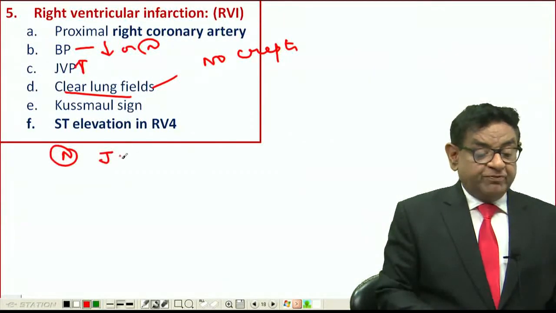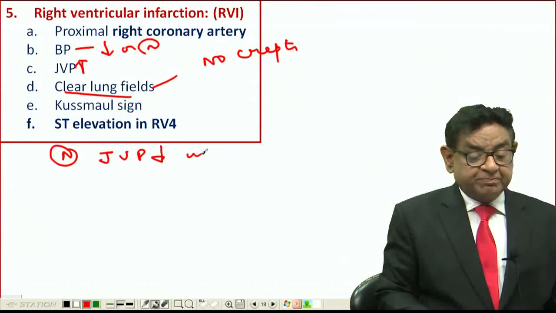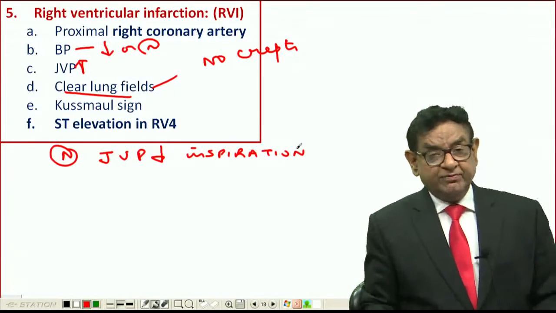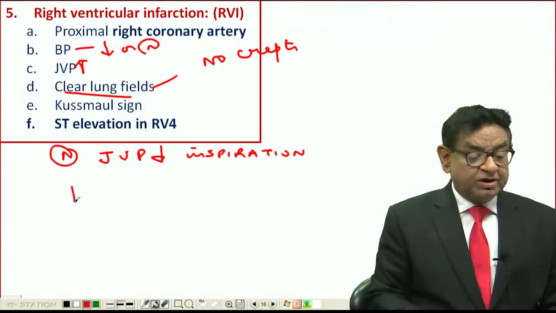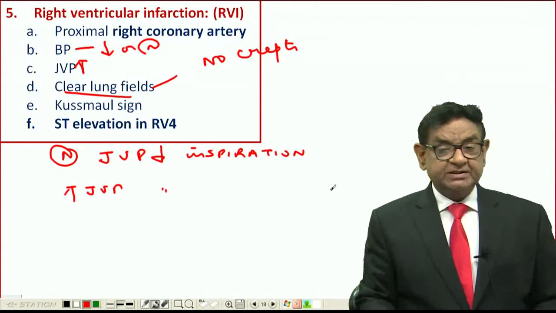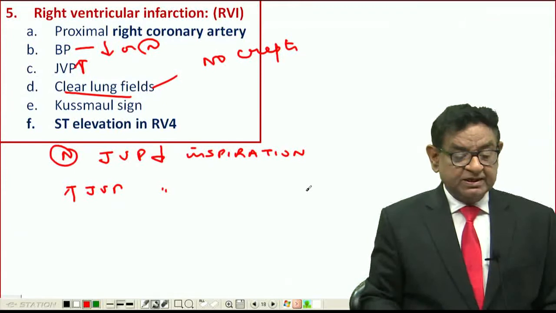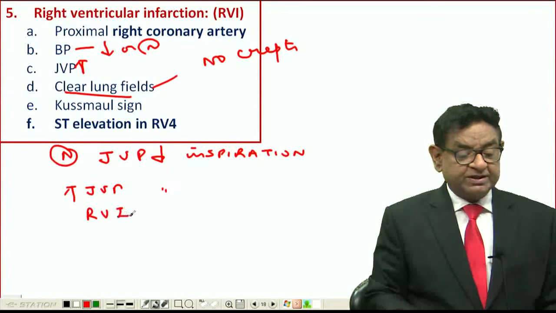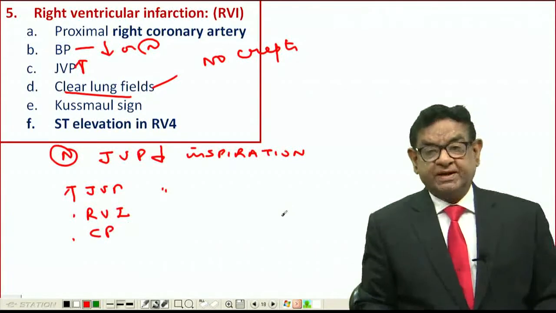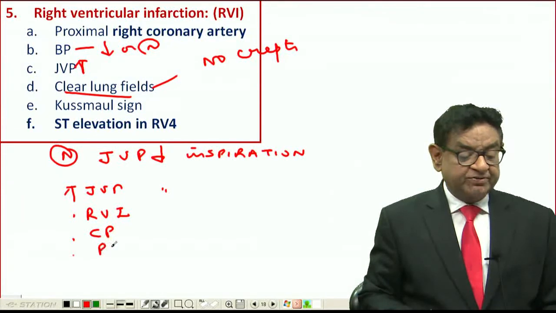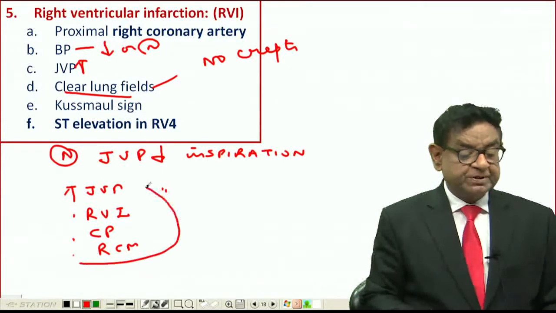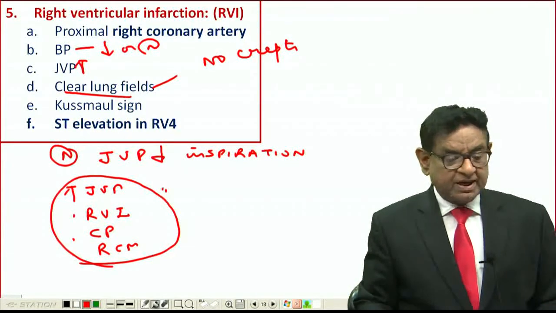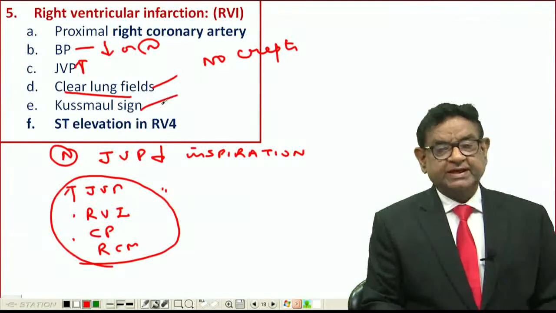Normally, JVP falls on inspiration. But there are a few conditions where JVP rises on inspiration, and this is known as positive Kussmaul sign. Now, what are the causes of positive Kussmaul sign? One is right ventricular infarction, another is constrictive pericarditis, and third is restrictive cardiomyopathy. These are the three important causes which we more commonly encounter clinically. So here we get positive Kussmaul sign.